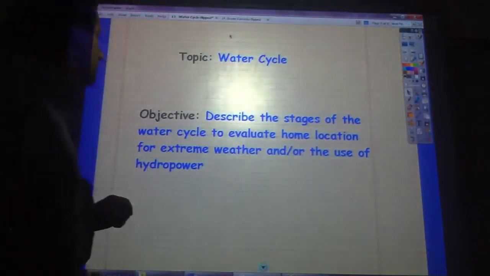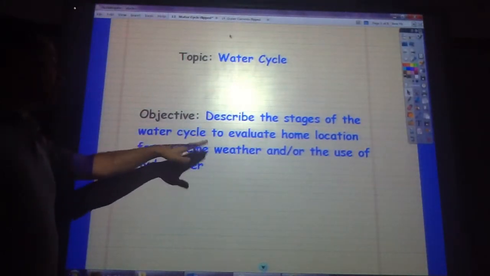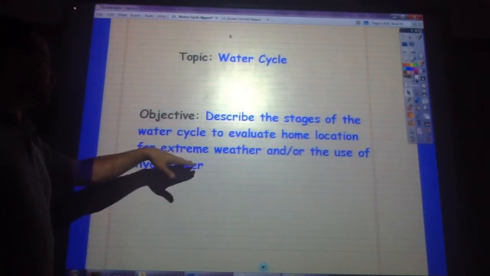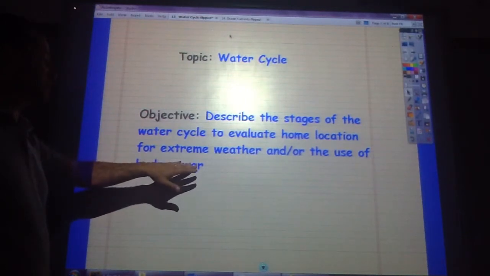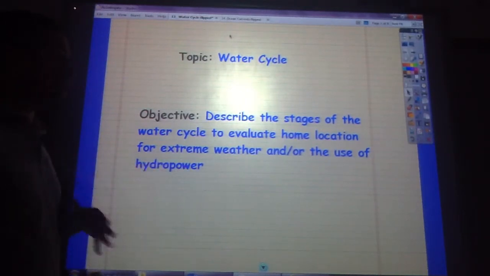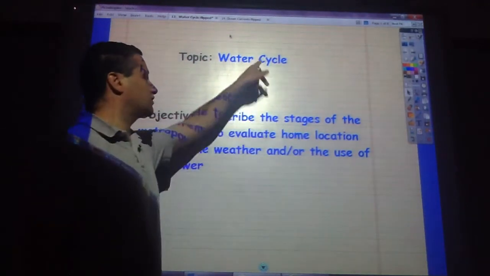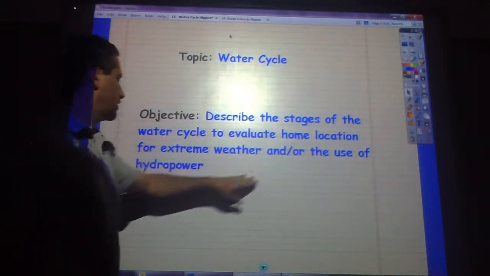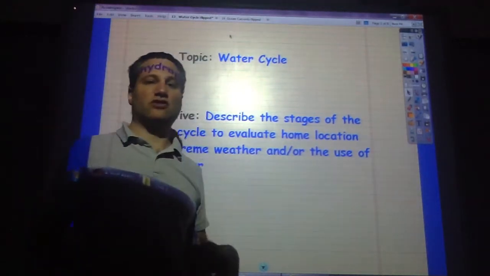Okay, so we're going to be describing the stages of the water cycle and use that to help us evaluate how it might be related to your home location, and maybe how it's related to use of hydropower in your home. We'll probably talk about this part. We'll talk about the water cycle right now, and then in class we'll talk about how extreme weather might be used in your home design.